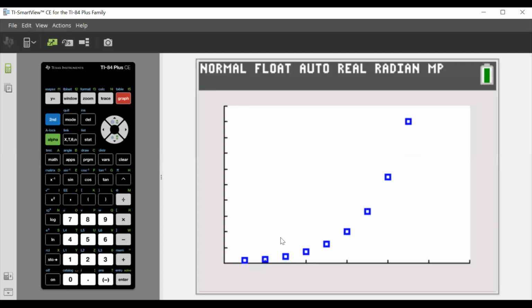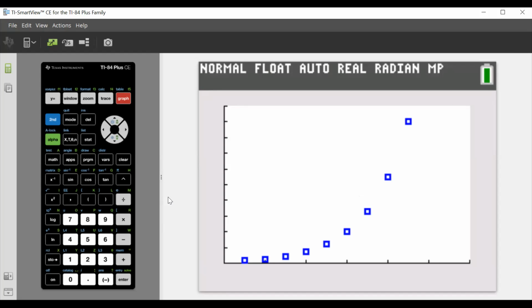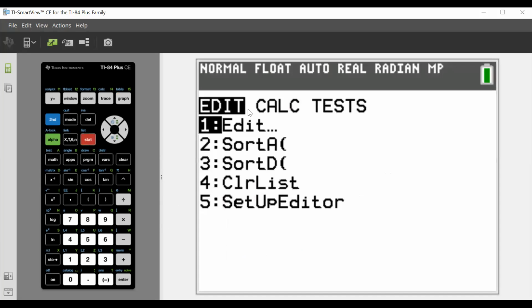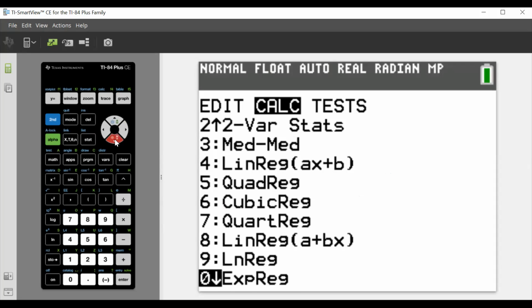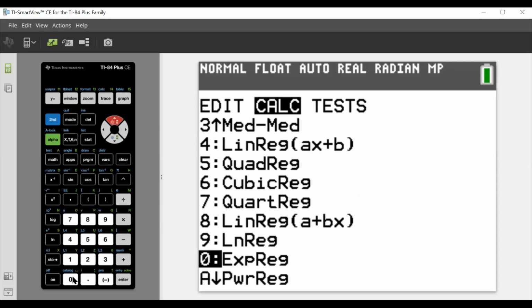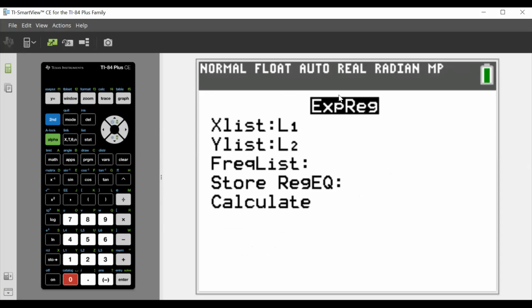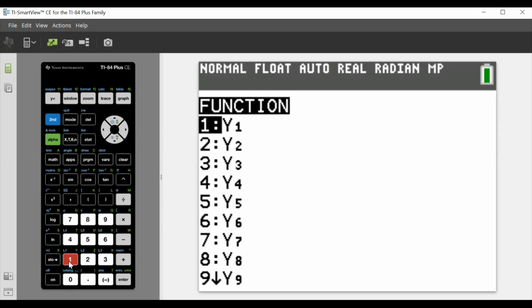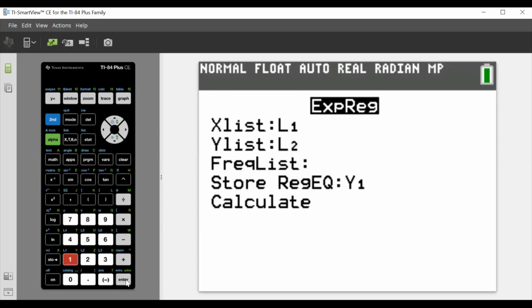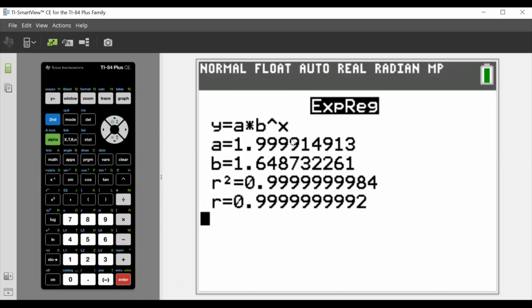So again, we have our calculated data points, and we're going to do stat. We're going to go calc. And now we want the exponential, and that should be 0. So if you know it's 0, you can just type 0. And it'll say exponential regression. So we have L1, L2. Now there's a nice thing. If we want to see what that graph looks like, we can actually put something here. We can hit vars, go over to y vars, and plug it into 1. And so this is going to be our equation.